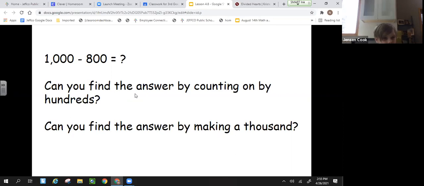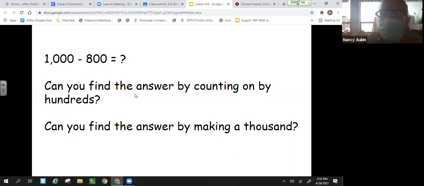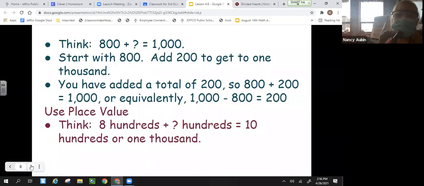He said, it's easy because I know 8 plus 2 is 10, right? So if it's 800 minus 1,000, it's going to equal 200. Think of it like this. 800 plus what equals 1,000? Start with 800, add 200 to get to 1,000. You've added a total of 200. So 800 plus 200 is 1,000, or 1,000 minus 800 equals 200.